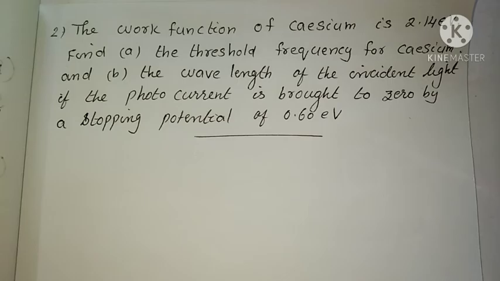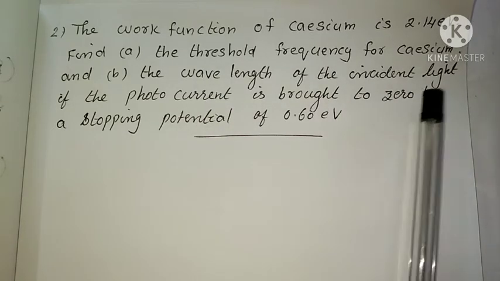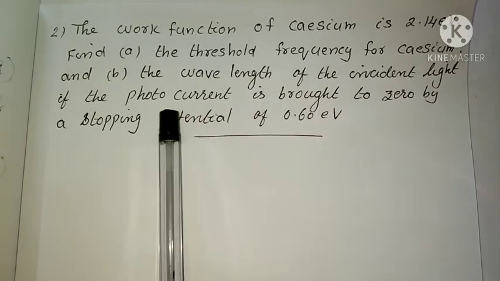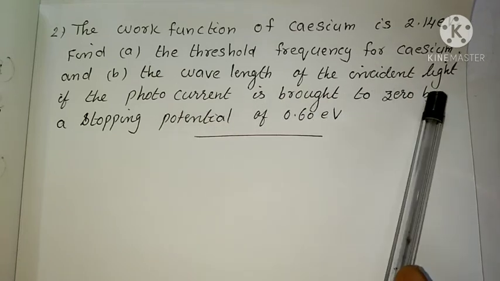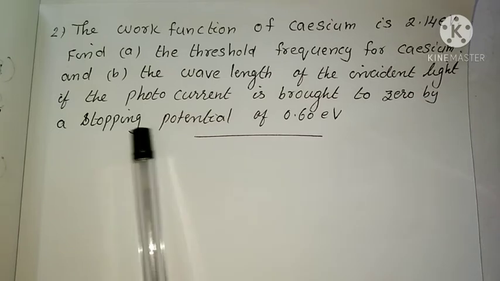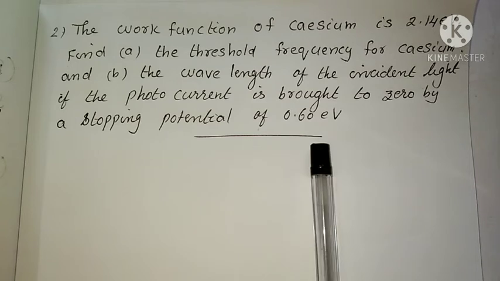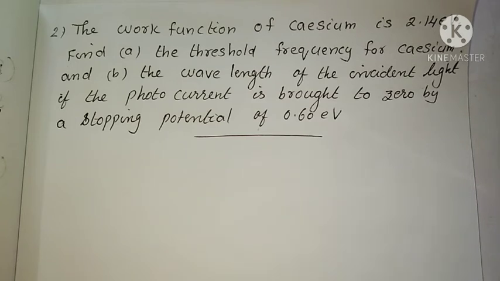Question number 2. The work function of cesium is 2.14 electron volt. Find the threshold frequency for cesium and the wavelength of incident light if the photocurrent is brought to zero by a stopping potential of 0.606 electron volt. So here the work function of cesium, phi 0, is given as 2.14 electron volt. Then you want to find out the threshold frequency for the cesium.